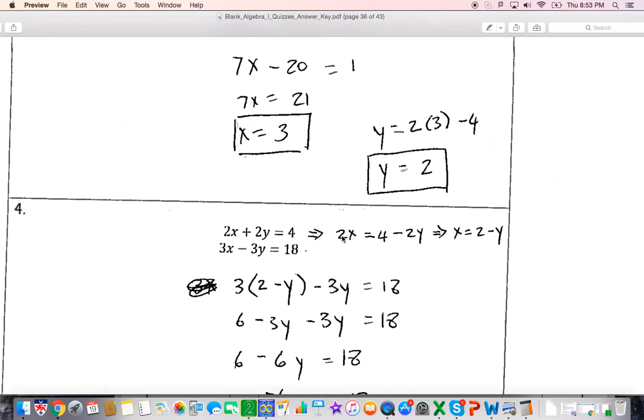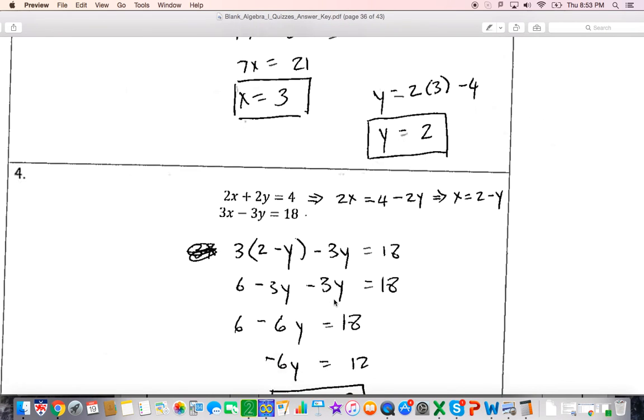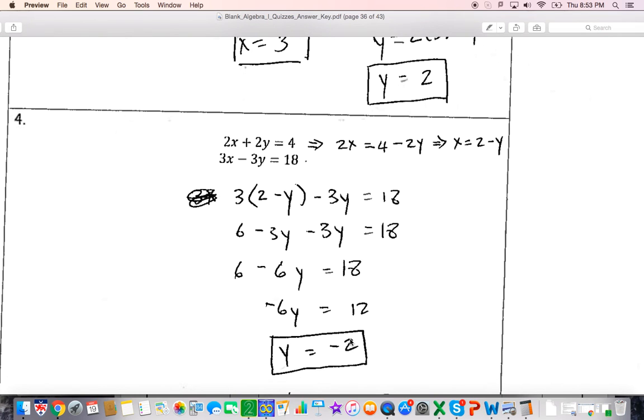And then I went ahead and divided everything by 2. So divided that by 2, divided that by 2, divided that by 2, and I got x is equal to 2 minus y. Once I got that, then I did my substitution. I took 2 minus y, and in place of x, I dropped it here. So now instead of x, I have 2 minus y, so 3 times 2 minus y, which is really x, minus 3y is equal to 18. I did my distributive property, simplified, and I got that y is negative 2.